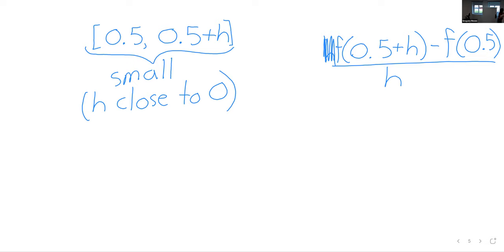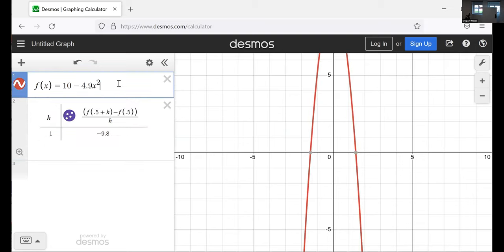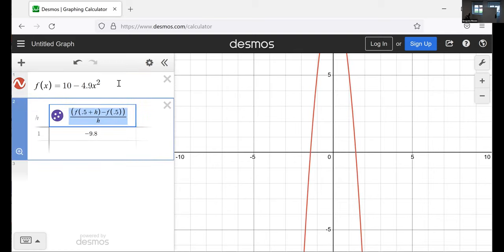And now here we are. So here is desmos.com. And here's the height function we're looking at. It's already pre-entered before class. F of x equals 10 minus 4.9 x squared. And here is F of 0.5 plus H minus F of 0.5 all divided by H. So here's the quantity I said would approximate our velocity at 0.5 seconds.